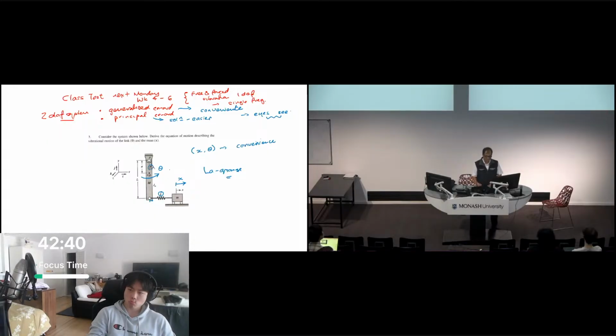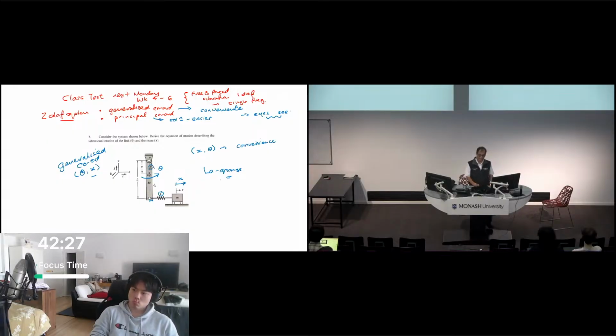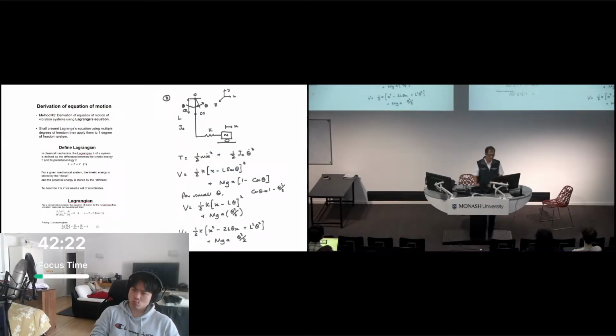Now, if I have decided that this is our generalized coordinate, theta and x, and because I want to use Lagrange equation to write the equation of motion, this is what I will need to do. Lagrange equation tells you that you will have to describe what is the potential energy and the kinetic energy of this system. Now, because there's no damping, we can neglect the dissipation energy part.